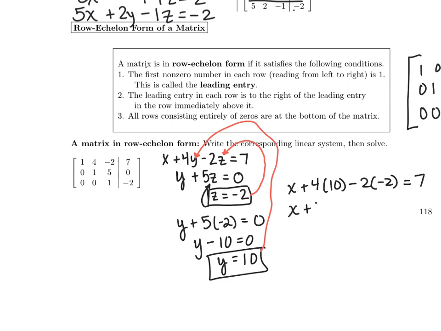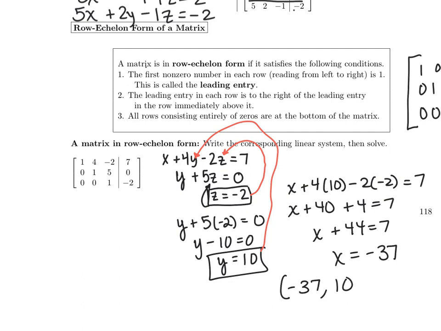So x plus 40 plus 4 equals 7. x plus 44 equals 7. So x is going to equal -37. And then you write your answer as an ordered triple: -37, 10, and -2.